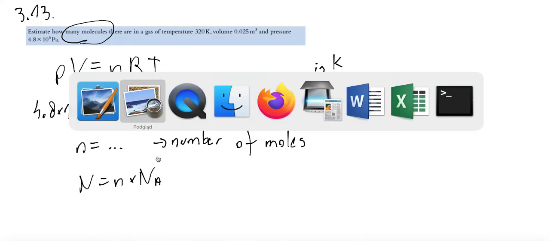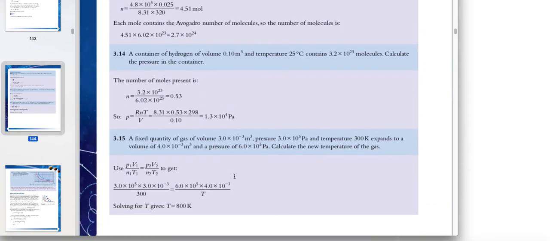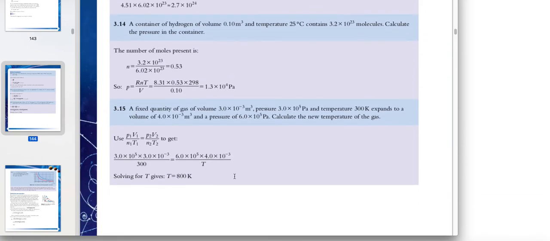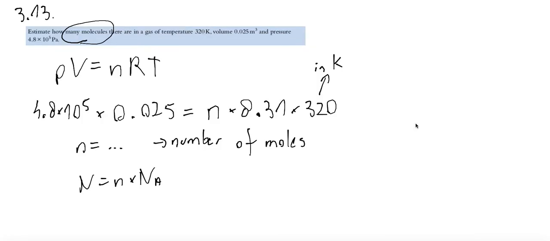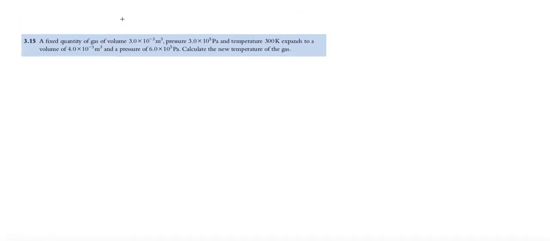Okay, so let's do one more example. Maybe this one, 3.15. Okay, example 3.15. A fixed quantity of gas of volume, pressure, and temperature expands to a new volume and pressure. Calculate the new temperature of the gas.